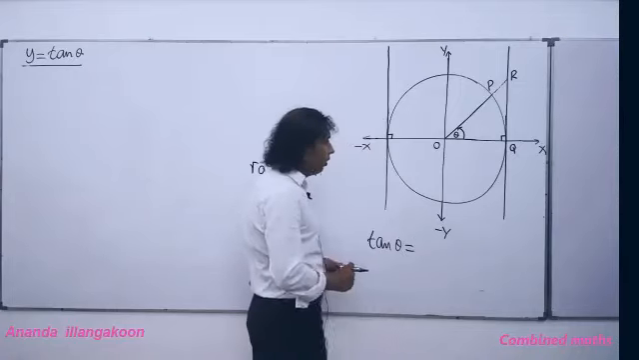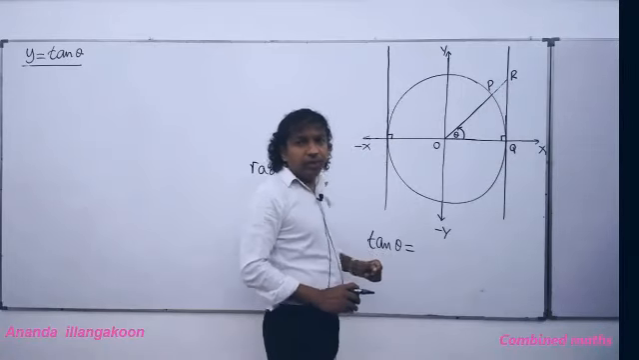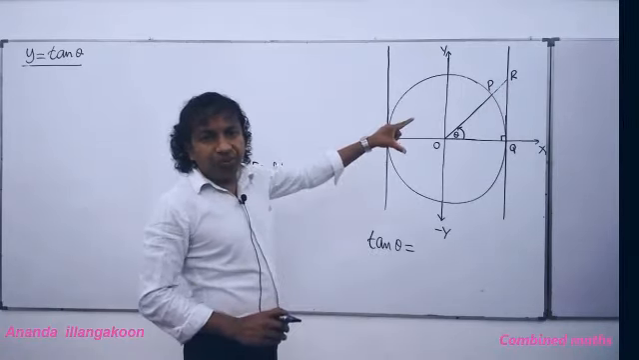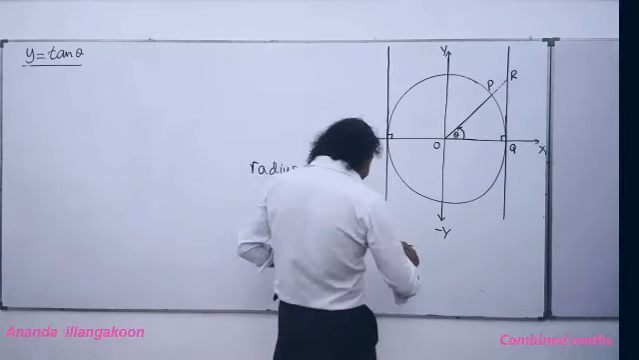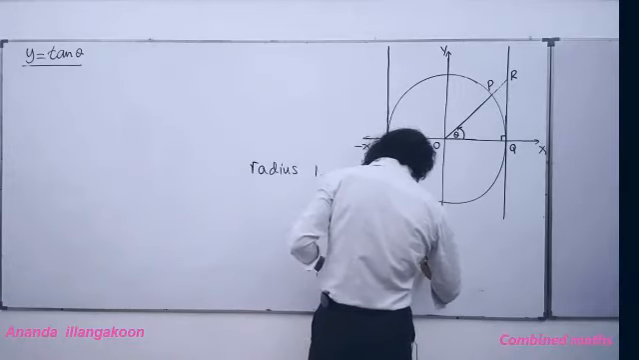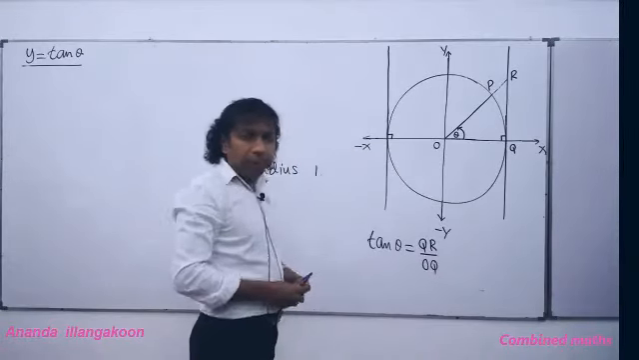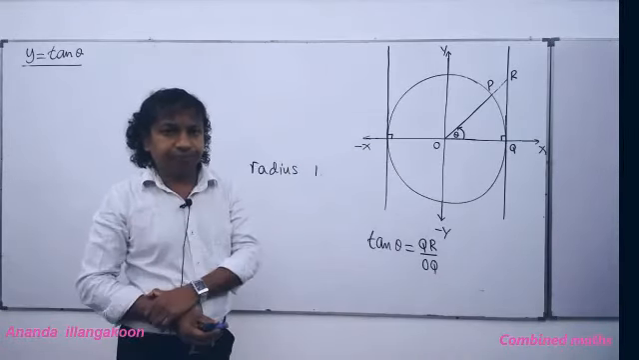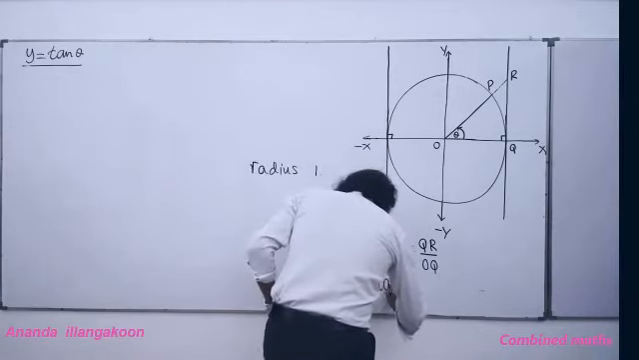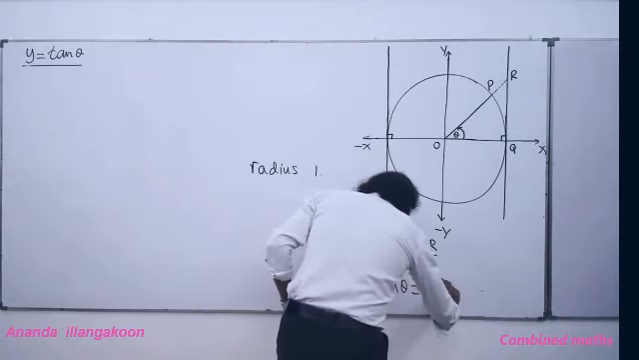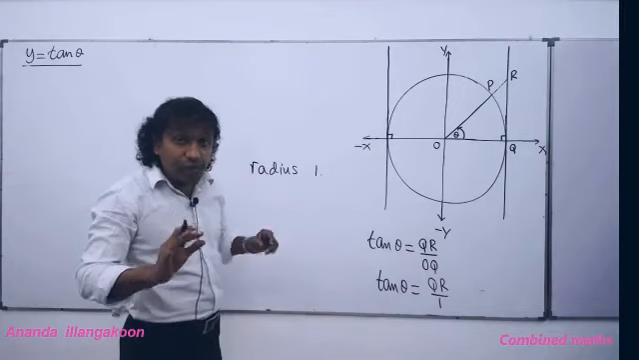Tan theta, when I consider this triangle OQR, we know how to write: the opposite side divided by the adjacent side. Opposite side is QR. Adjacent side is OQ. But this OQ is 1, because the radius of the circle is 1, no? OQ is 1. QR divided by 1, when we divide QR by 1 we get QR. Therefore, tan theta is equal to QR.